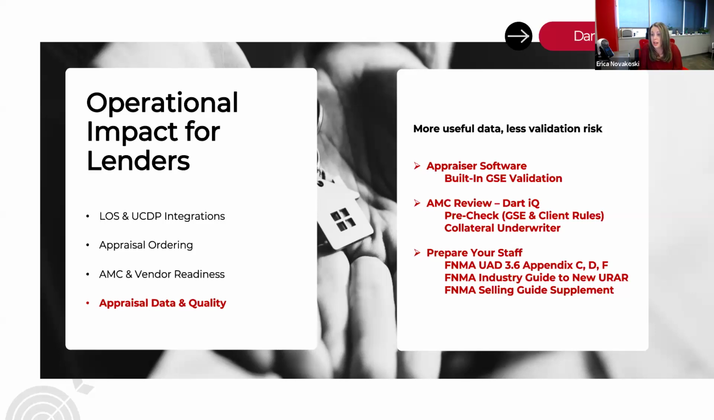So on the risk assessment side, what should you be doing? Well, again, prepare your staff. Prepare anyone who will be reviewing UAD 3.6 reports or handling them in any way once they have been delivered to you. A few Fannie Mae resources I'll point out would be on their UAD page, Appendix C, D, and F, and also the industry guide to the new URAR and the UAD 3.6 selling guide supplement. I did mention a few of these when I was talking about preparing your front end teams, but it's even more important for this end of the process.